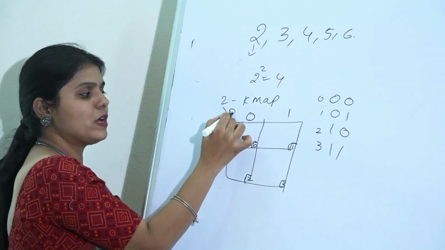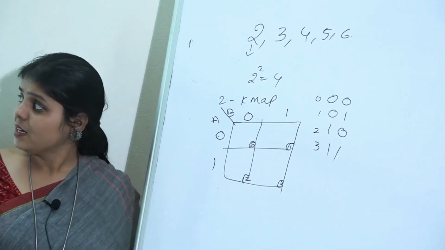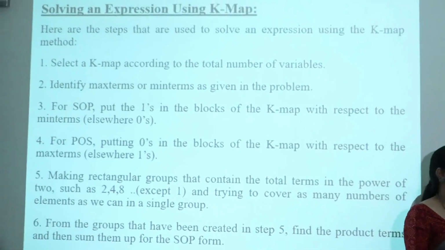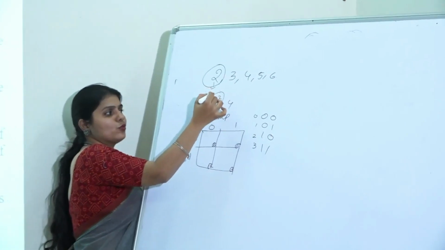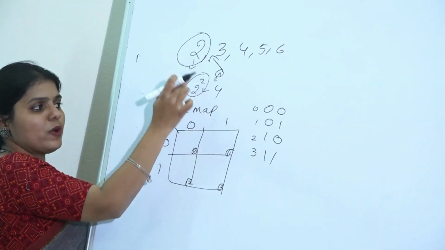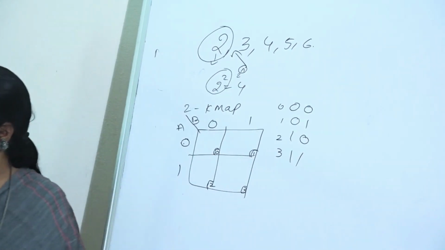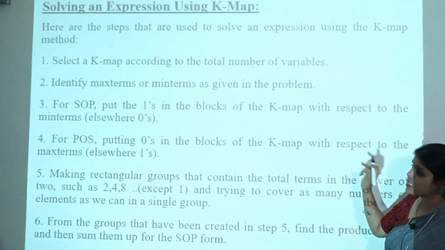Let me take the 2 variables as A and B. So the first step is to select the K-map according to the total number of variables. If I have 2 variables, I will have 2 power n cells, where n represents the number of variables. So when I have 2 variables, I have 4 cells, which I arrange like this. Next, identify min terms or max terms as given in the problem.